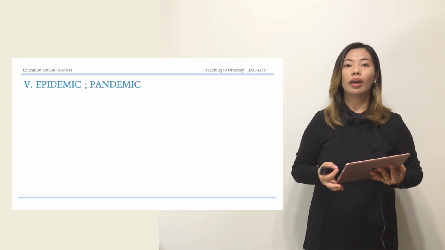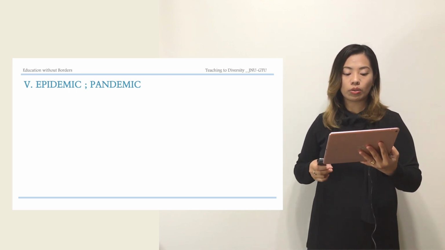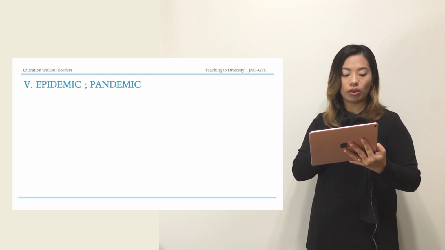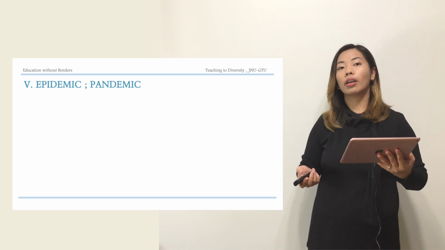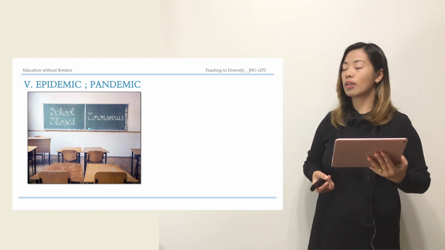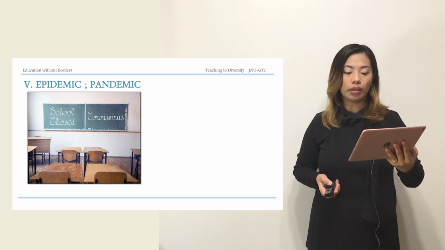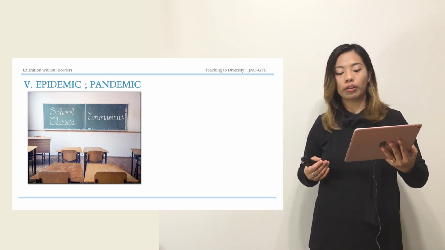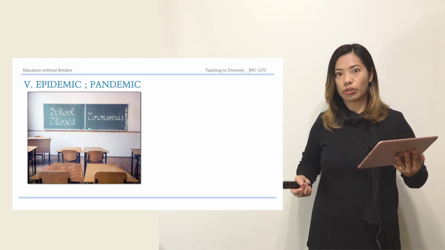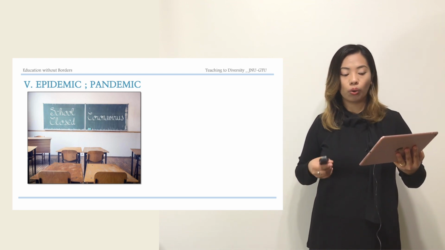Next, another factor is the epidemic or pandemic. This one, what we are actually experiencing this time. When we say epidemic, what does that mean? It is a disease that affects a large number of people. And a pandemic is an epidemic that spreads over multiple countries or continents. That is what happened because of coronavirus. Since it spread, it became a pandemic worldwide.